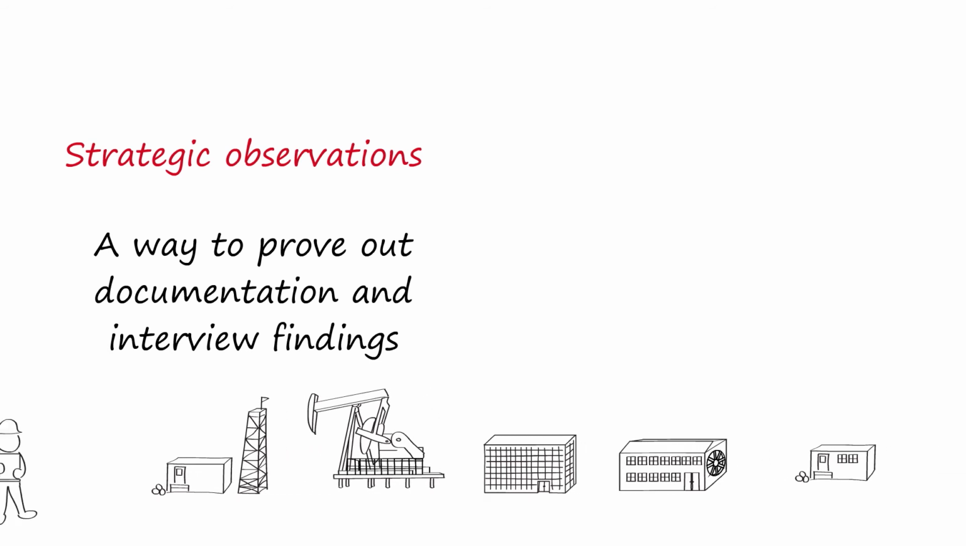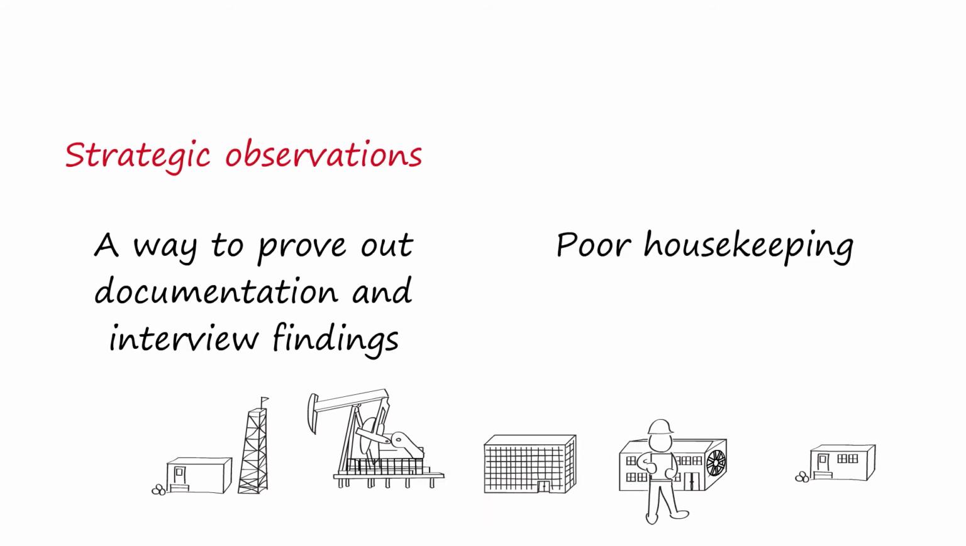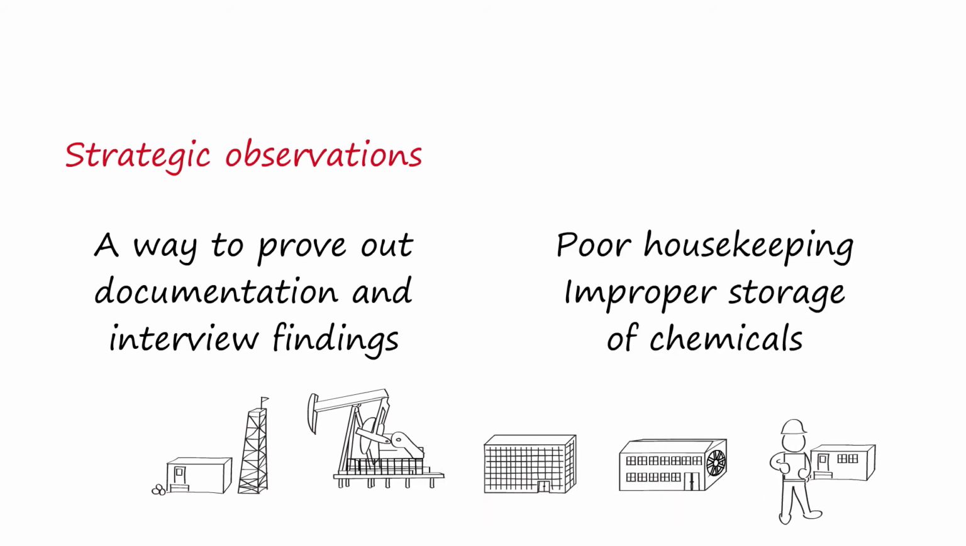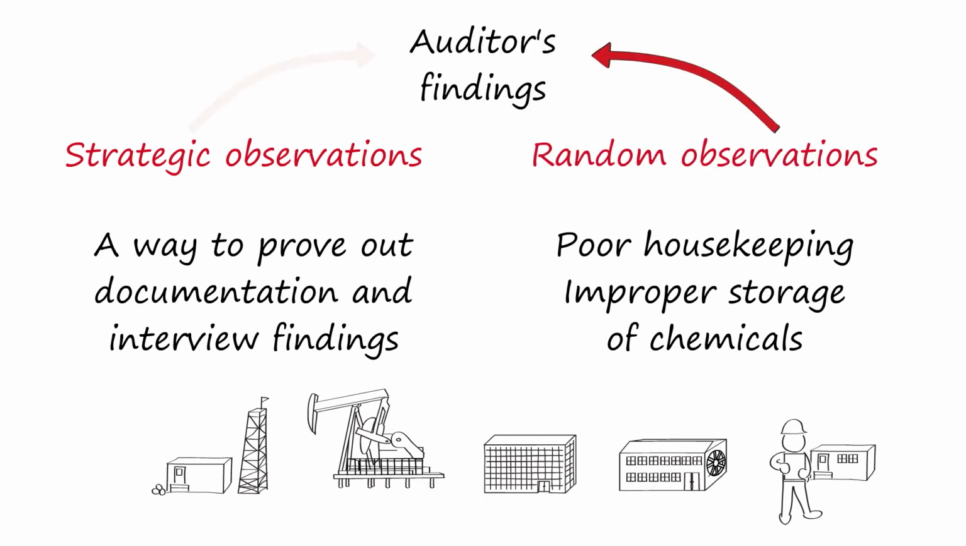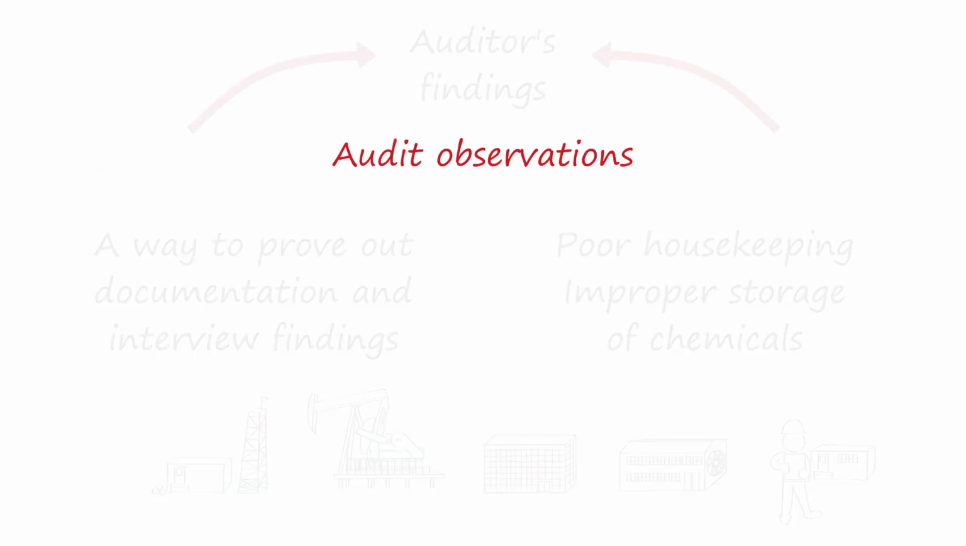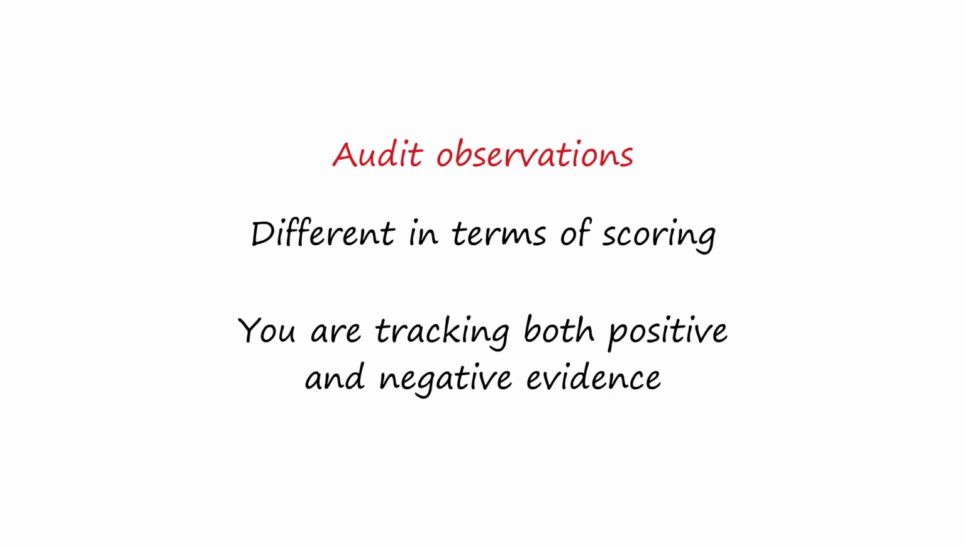That's the first order of business. However, in your observation tour, you will also encounter other recordable items such as poor housekeeping or improper storage of chemicals. Let's call these random observations, which may be included in the auditor's findings along with strategic observations. Audit observations are also different from inspections in terms of scoring method, as you are tracking both positive and negative evidence in what you're observing.